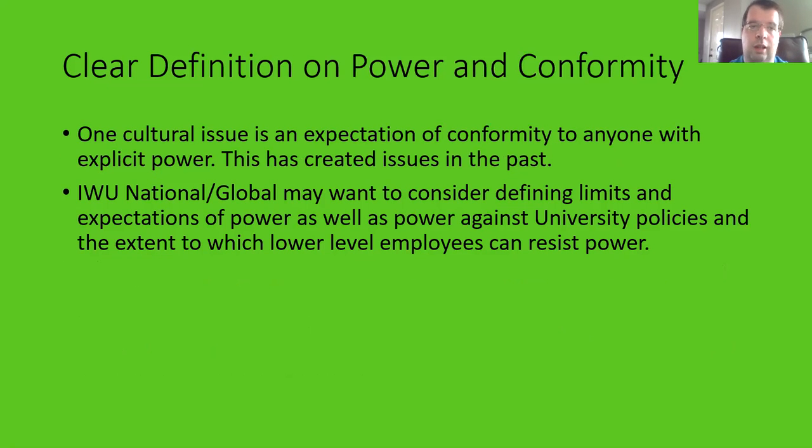And then, clear definitions on power and conformity. As said before, the expectation is that if you've got a higher level of explicit power, a power that comes to you because of your position or your role, then whatever you tell me to do, I'm just going to do it, no questions asked. And this has been a problem because sometimes individuals have tried to bypass rules and department lines, and it's created issues.